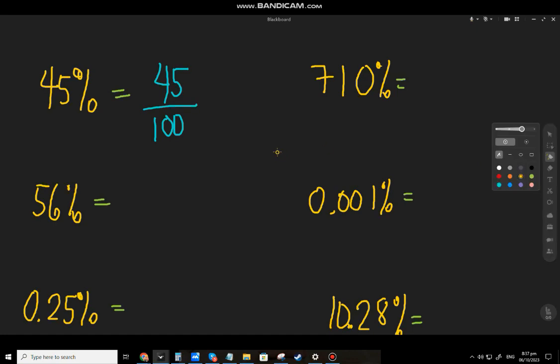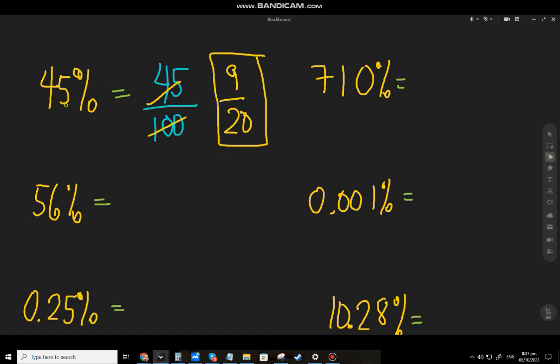So if you don't memorize the GCF of those two numbers, you can just try dividing by 2. Check it. But again, 45 is not divisible by 2. So try it by 3. Cannot do it also because 100 is not divisible by 3, 4 not also. How about 5? So we divide both numbers by 5, and the answer will be 9 over 20. And yes, it is already the lowest term. So for 45%, we have 9 over 20.